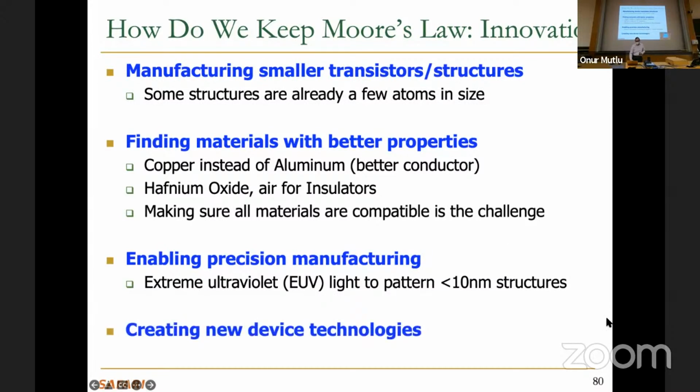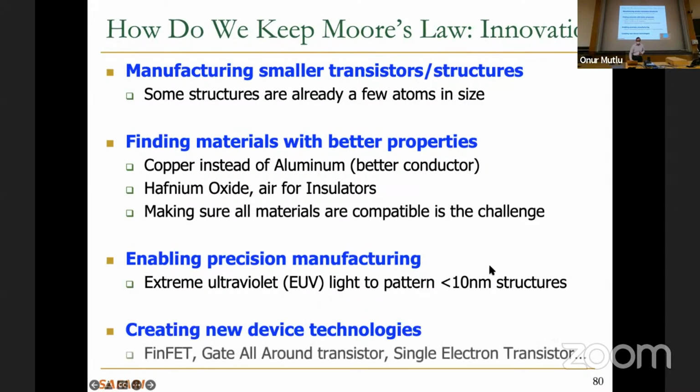And in the end, creating new device technologies also helps. Better transistors, for example. Today we have transistors. I'm not going to go into what these are. You can read about them. FinFET, for example, gate-all-around, single electron transistors. They work. Some of them are used actually. FinFETs are very commonly used. Gate-all-arounds are being used. Single electron, I don't know what the status is at this point. But these new transistor technologies also enable many more transistors as well.